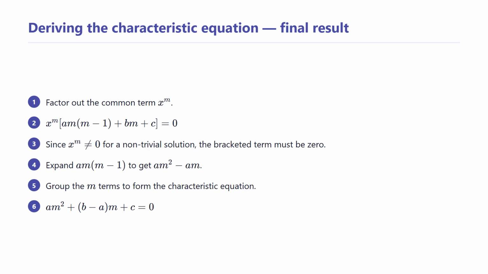Continuing from our previous step, we can now factor out x to the m completely. For the solution to be non-trivial, x to the m cannot be 0. Therefore, the expression inside the brackets must equal 0. We expand the first term to get a times m squared minus a times m. Grouping the m terms together yields a simple quadratic equation, a m squared plus (b minus a) times m plus c equals 0. This is called the characteristic equation, and it is the key to finding our final solutions.